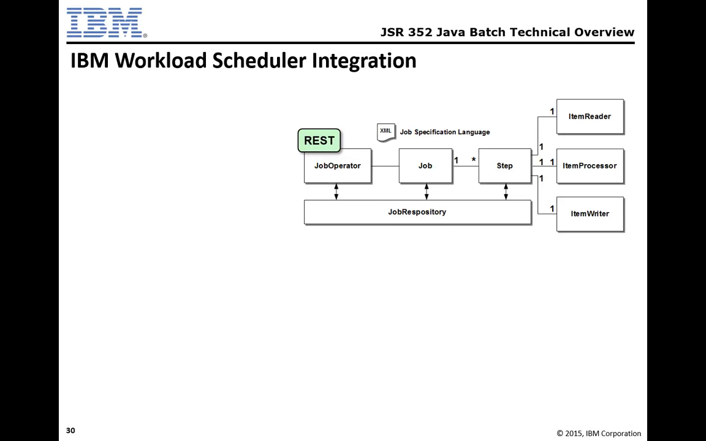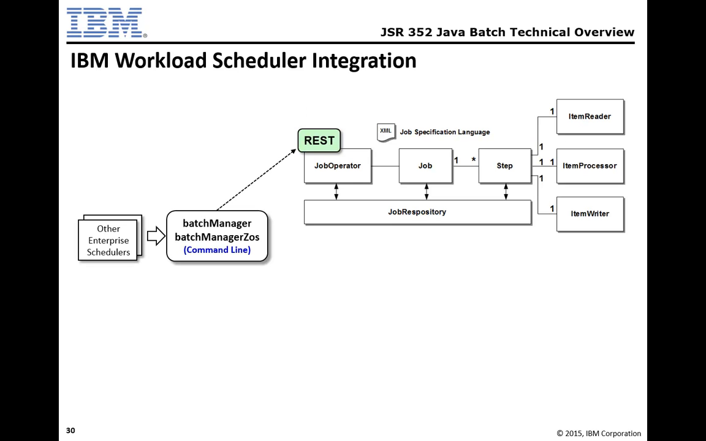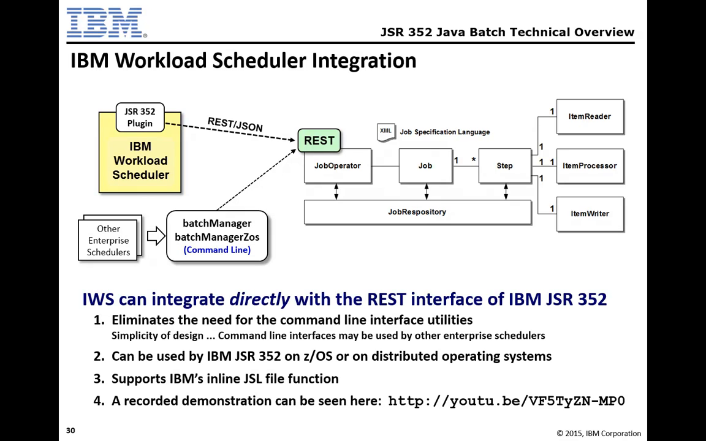We saw earlier how the IBM JSR352 implementation has a REST interface for job management. And we saw how the Batch Manager command line utility uses REST to provide a way to integrate enterprise schedulers with the Java batch server. The IBM Workload Scheduler product has been updated to access the JSR REST interface directly. This eliminates the need for the command line utility. If you're interested in more detail on how this works, check out the YouTube video referenced by the link highlighted here.